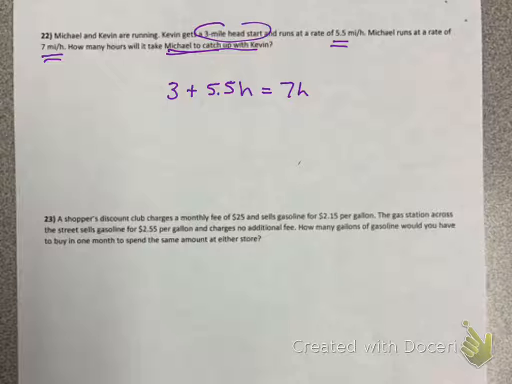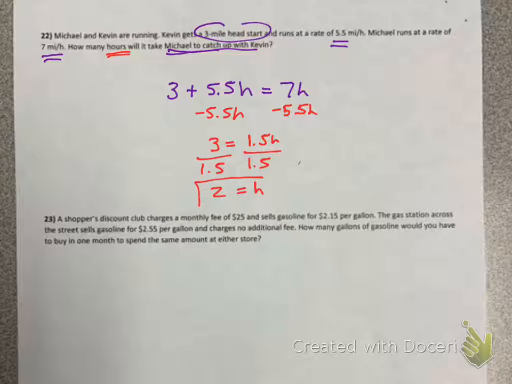So we've got the equation 3 plus 5.5h equals 7h. We just want to solve this for h to figure out how many hours it's going to take for them to basically be even or catch up. So the first thing we do is we subtract 5.5h from both sides. So we got 3 equals 1.5h. We'll divide by 1.5. And we get that it's going to take right around 2 hours for Michael to catch up to Kevin.